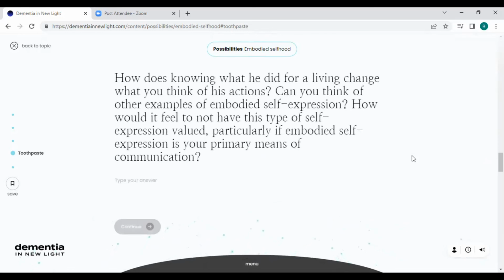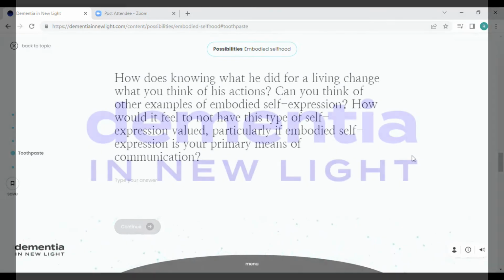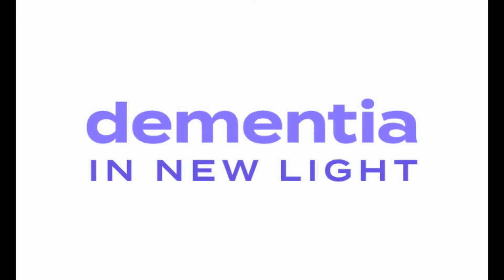How does knowing what he did for a living change what you think of his actions? Can you think of other examples of embodied self-expression? How would it feel to not have this type of self-expression valued, particularly if embodied self-expression is your primary means of communication? These are just some of the topics and subtopics covered in Dementia in New Light.